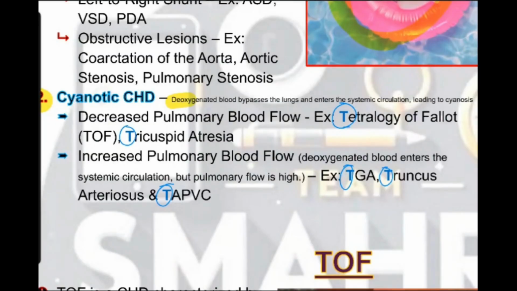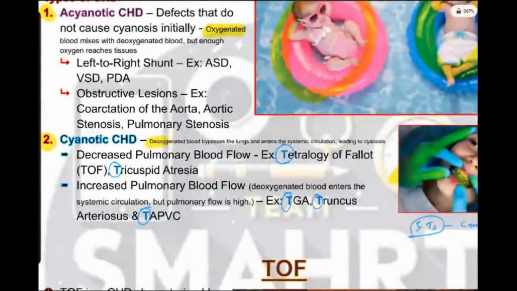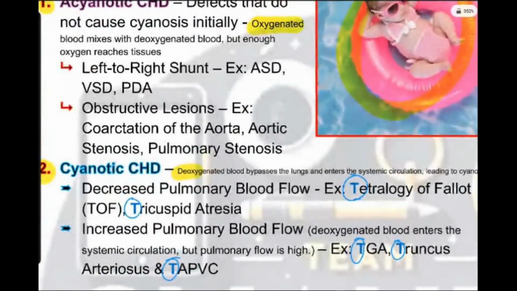We'll dive deep later. Just remember what cyanotic heart disease is. In cyanotic congenital heart disease, there is a problem with oxygenation. Meaning what? Pulmonary circulation is the problem. We talked about pulmonary and systemic circulation just now. We don't have efficient pulmonary circulation, leading to cyanotic congenital heart disease.